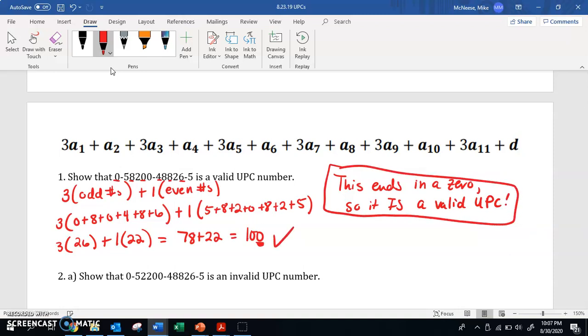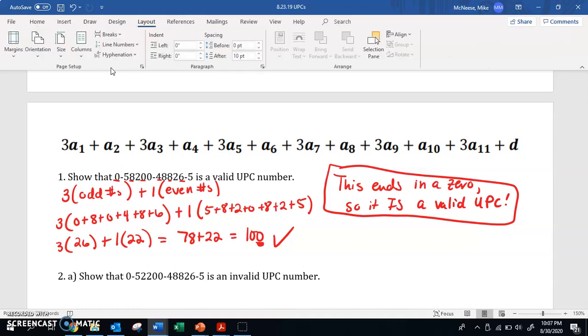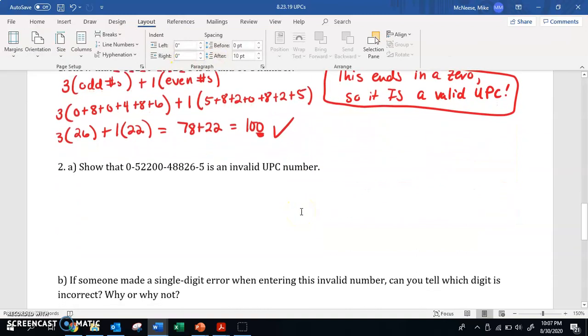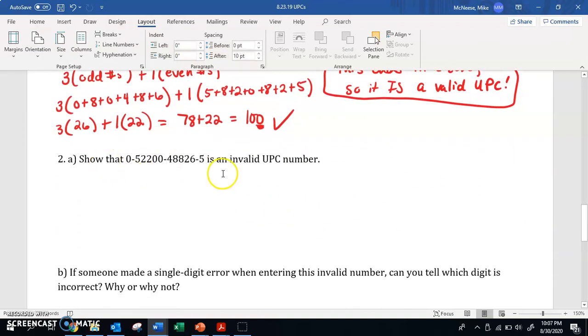Check. Okay, so that one works. What about this one? It says, show that this number is a valid number. So again, I'm going to do the same process.